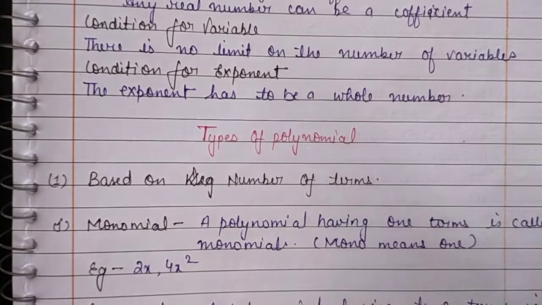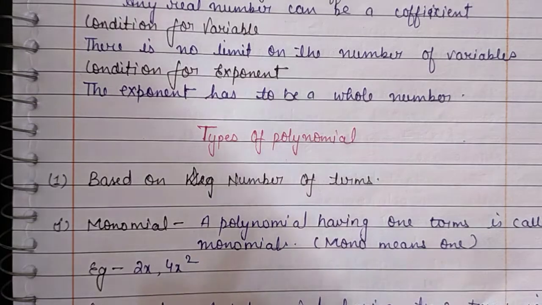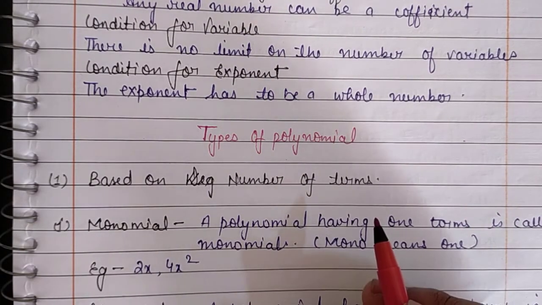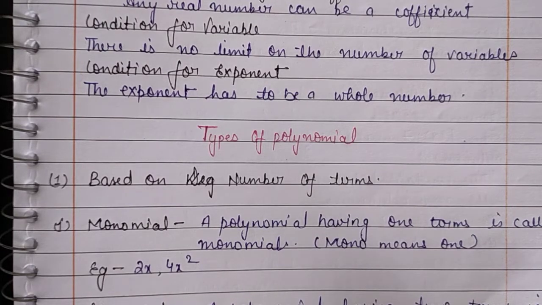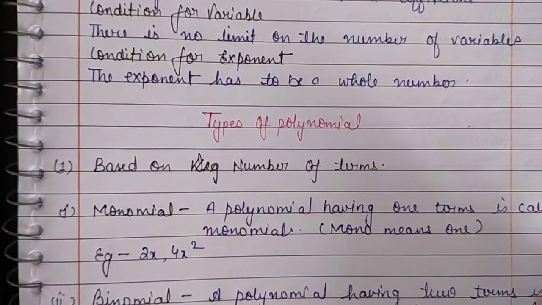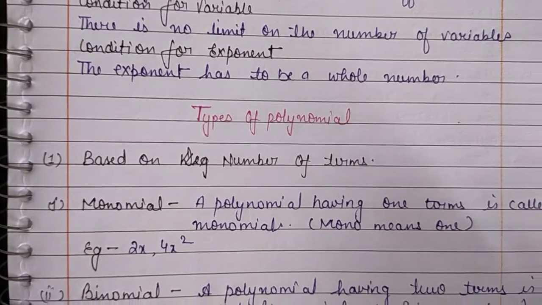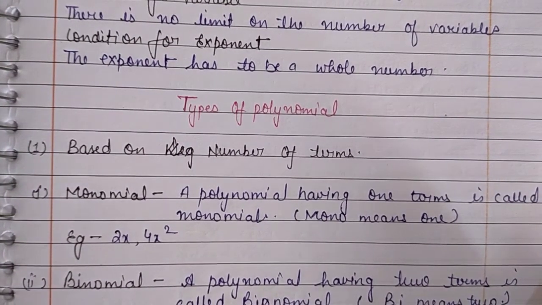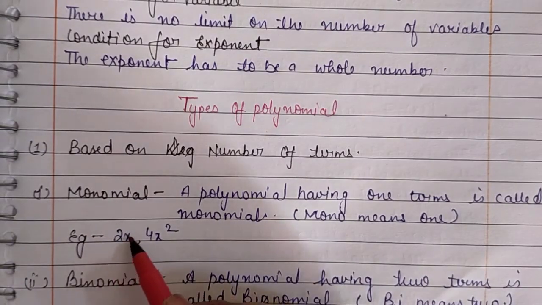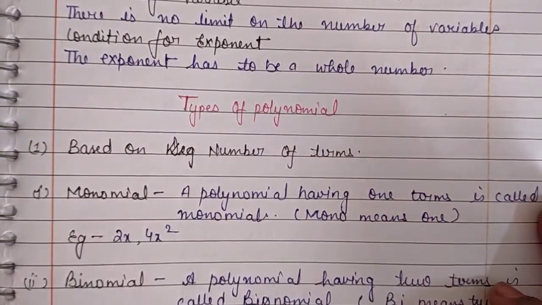Now, types of polynomial. Polynomials can be categorized on the basis of the number of terms and the power, that means the degree. How do we categorize a polynomial on the basis of terms? The first one is monomial. Mono means one. A polynomial having one term is called a monomial. Some examples: if it has only one term, we consider it a monomial.